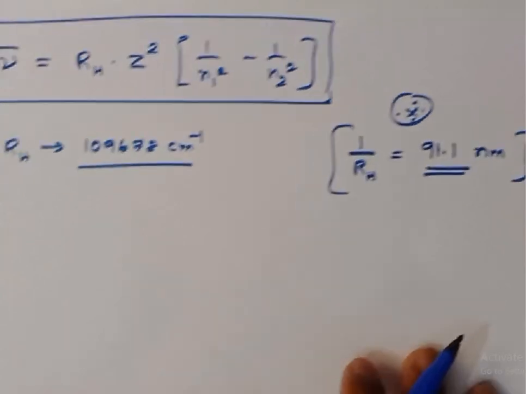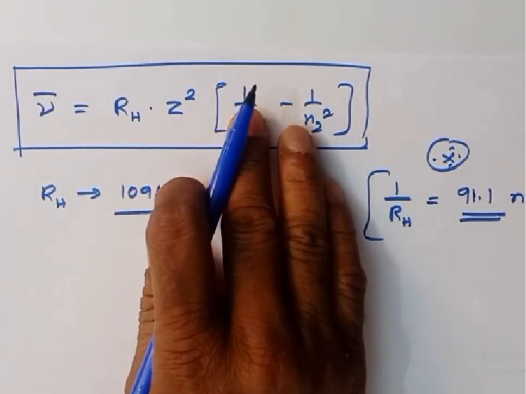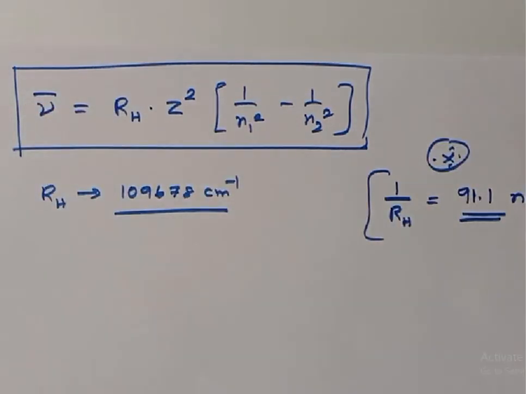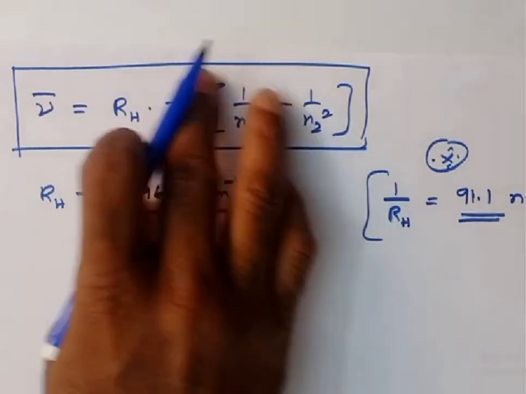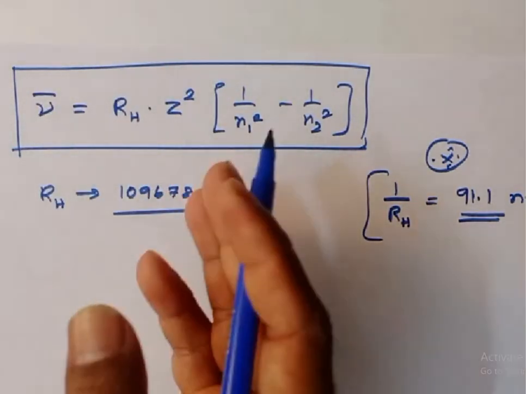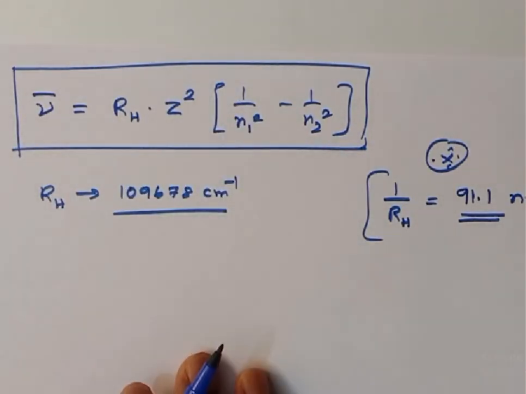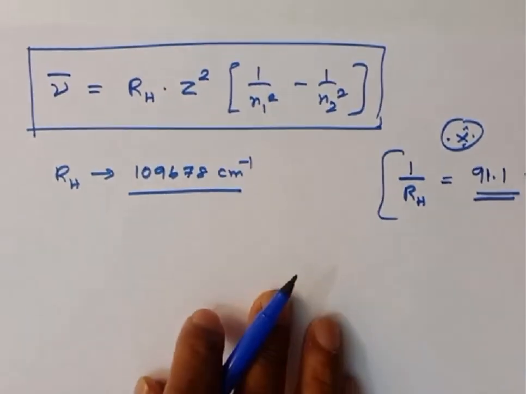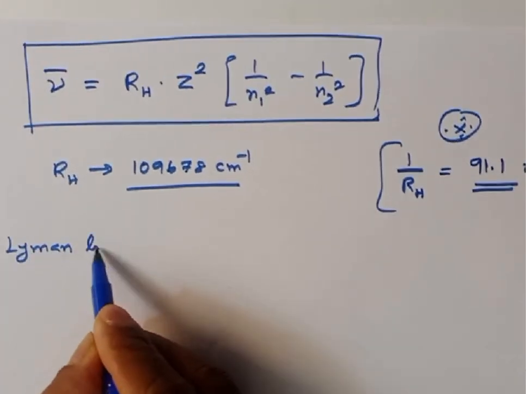Right? Now, let me come to Lyman. This is the general formula. It is applicable for any series, any lines in the hydrogen spectrum. This formula is applicable for any line. You can apply this for Lyman line, Balmer line, Paschen, Brackett, Pfund, any line you can apply. Now for Lyman line, observe carefully.